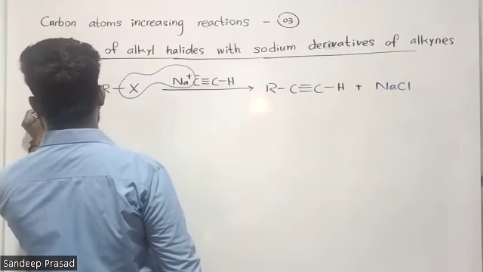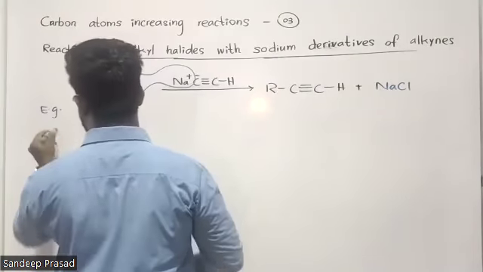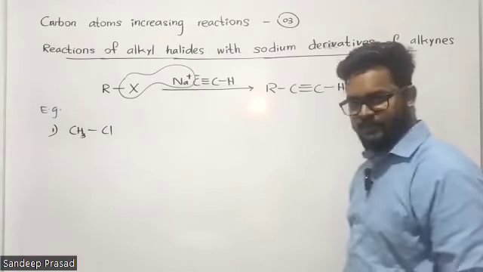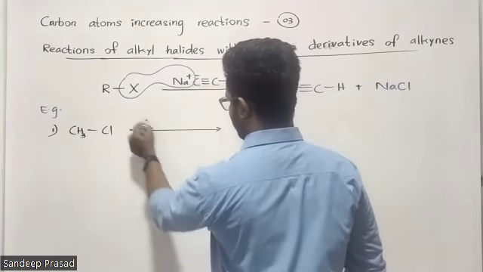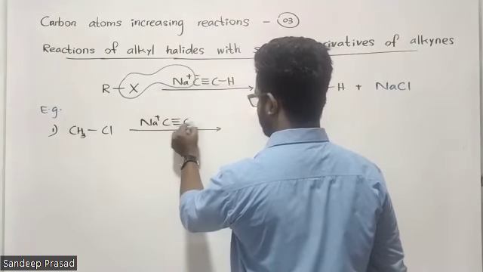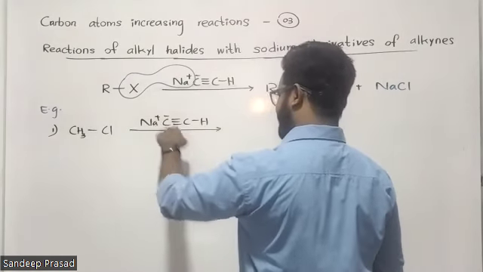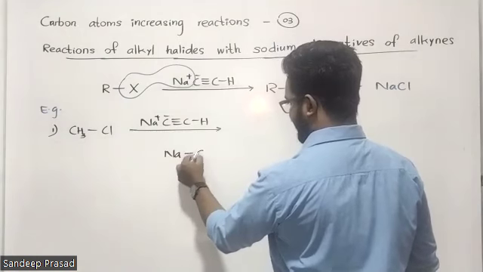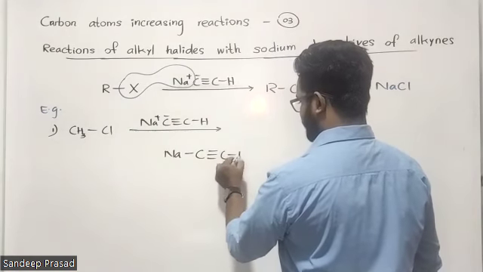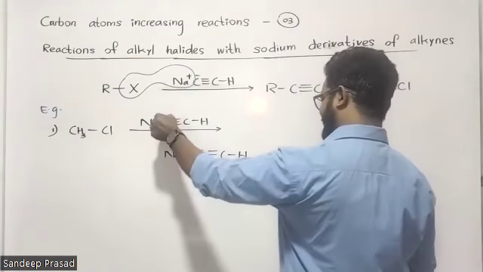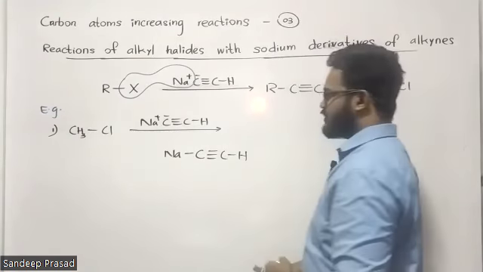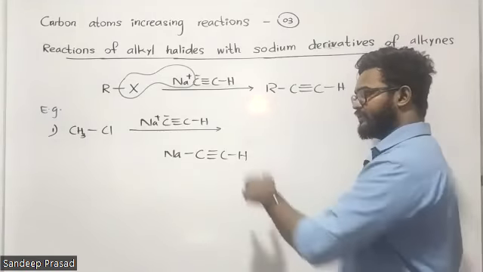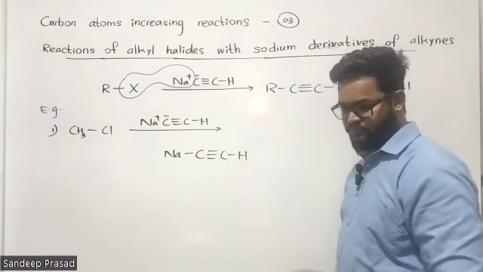Example number 1. Look at this one. Let me consider a small alkyl halide like CH3Cl. And I'm going to add here the sodium derivative of alkyne, sodium acetylide. Normally this is the way that we represent that sodium derivative. Don't put it as a bond like Na hyphen C triple bond CH, because this is clearly an ionic bond. That's why we separately mention sodium plus and acetylide anion, the cation and the anion. So don't put a bond there. If you put a bond there, that is wrong. You understand?